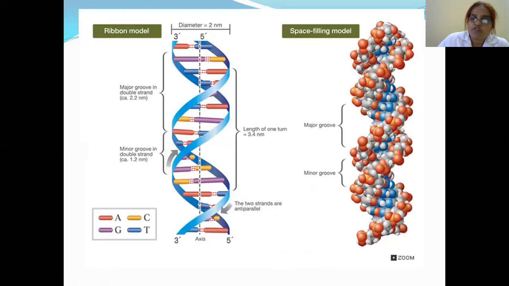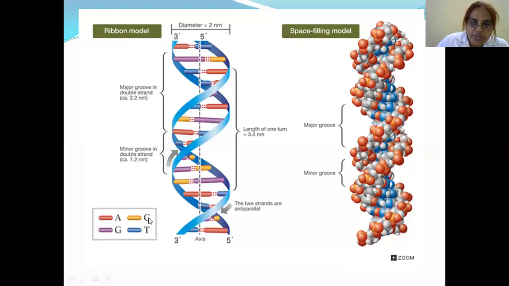Base pairing is formed between purines and pyrimidines only, not purine-purine and not pyrimidine-pyrimidine. The base pairs are AT and GC: adenine and thymine, and guanine and cytosine. Adenine is a purine, thymine is a pyrimidine. Guanine is a purine, cytosine is a pyrimidine. So base pairing forms between purines and pyrimidines.